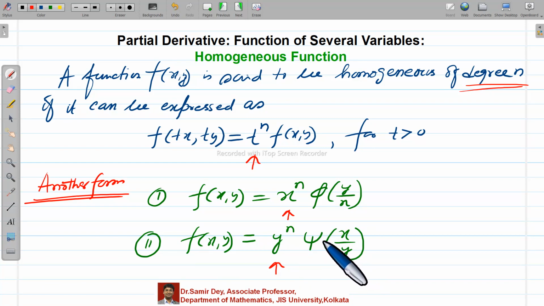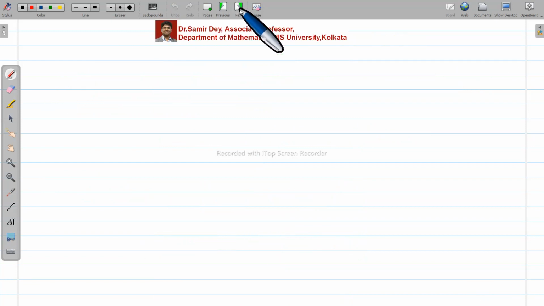Now I'm going to discuss some numerical examples. Try to understand whether it is homogeneous or not. Shall I move to the next? Is it clear? Anyone you can remember, you can use. Now try to understand with some numerical example.